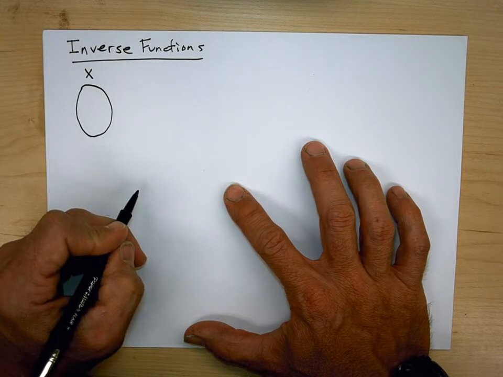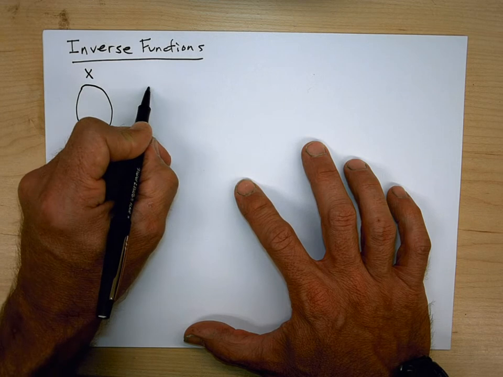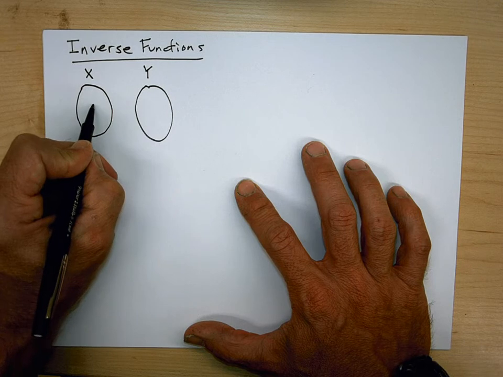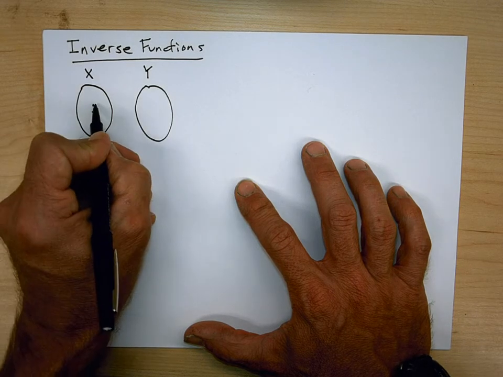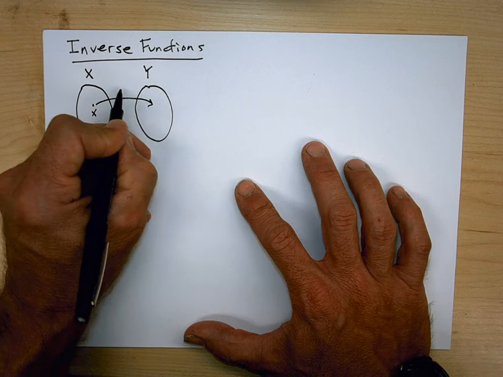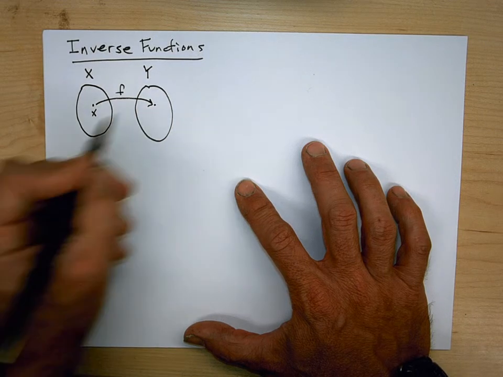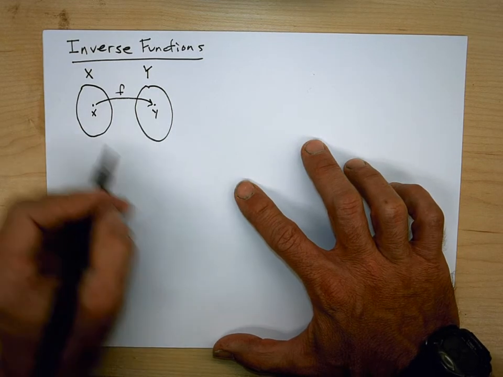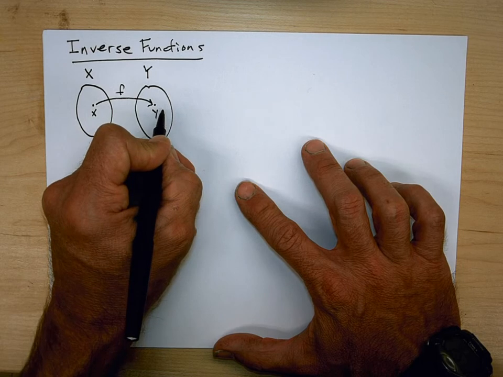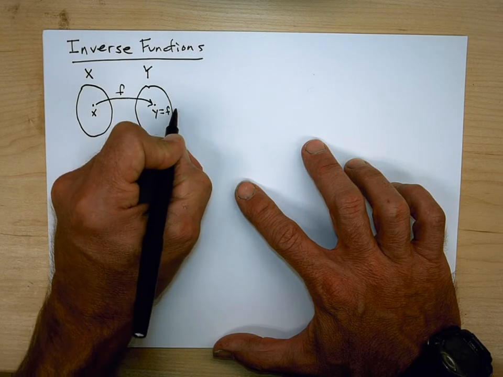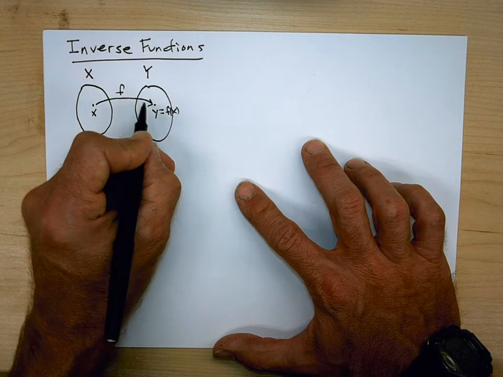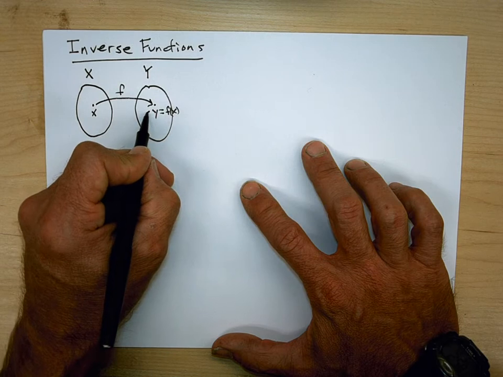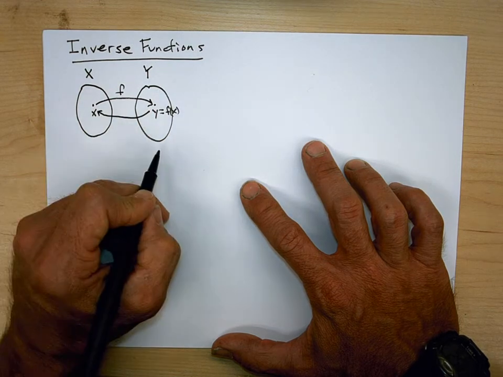A function maps elements of a set X into an element in set Y. So if I have some element x here, then f maps it to, or associates it with, a point y in the set Y. We call X the domain of the function. Y is the range of the function, but it's also the image of X under this mapping. Basically, what the inverse does is it starts with y and takes it back to x.